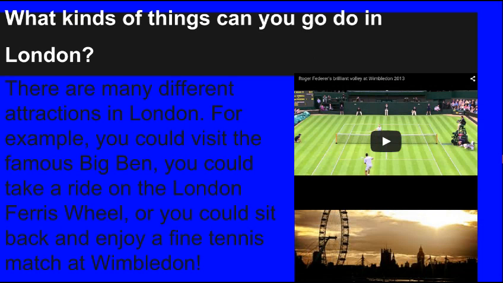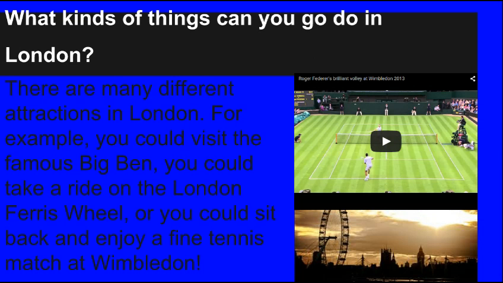What kinds of things can you go do in London? Actually, there are many different attractions in London. For example, you could visit the famous Big Ben, you could take a ride on the London Ferris wheel, or you could sit back and enjoy a fine tennis match at Wimbledon.